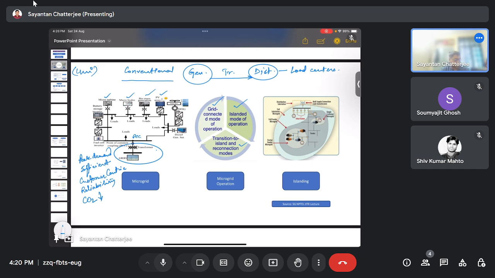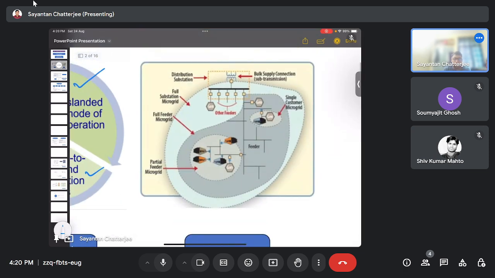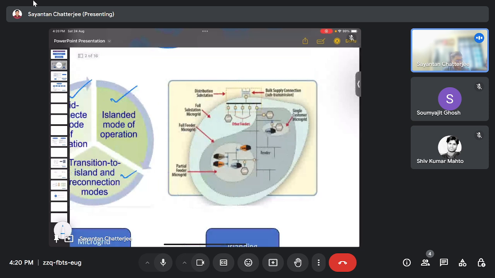So again, this is the islanding mode of operation. Here we can clearly see that we have a distribution substation, right? And here this is the point of common coupling. This is the bulk supply transmission line. If we can disconnect from this point itself, then this entire sky color area becomes a microgrid, which is called the full substation microgrid.